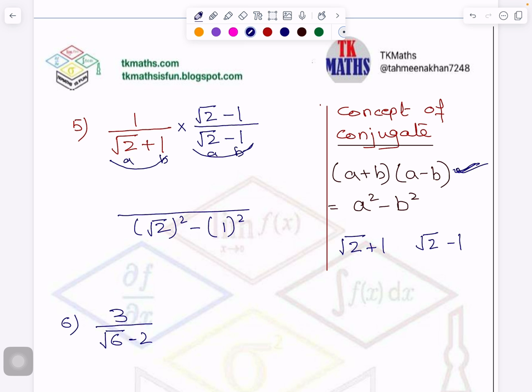And in the numerator, 1 will multiply by this. We don't write 1, but just to explain it to you, because instead of 1 it could be some other number, you will write it like this. Now the denominator will become what? Root 2 square is 2 minus 1 is 1, and the numerator is root 2 minus 1. When the denominator is 1, we don't write it. So you have applied the concept of conjugate and rationalizing the denominator, and the surd is gone from the denominator.